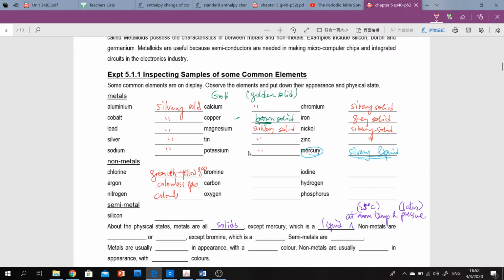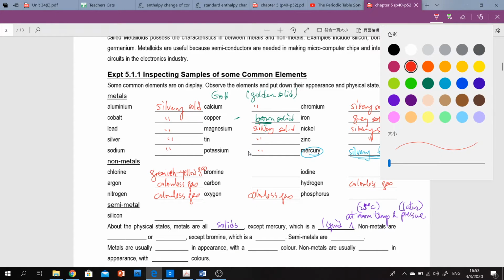Nitrogen is a colorless gas. Oxygen, you may find, is also a colorless gas. Hydrogen is a colorless gas. But what I'm going to tell you is that some things change.